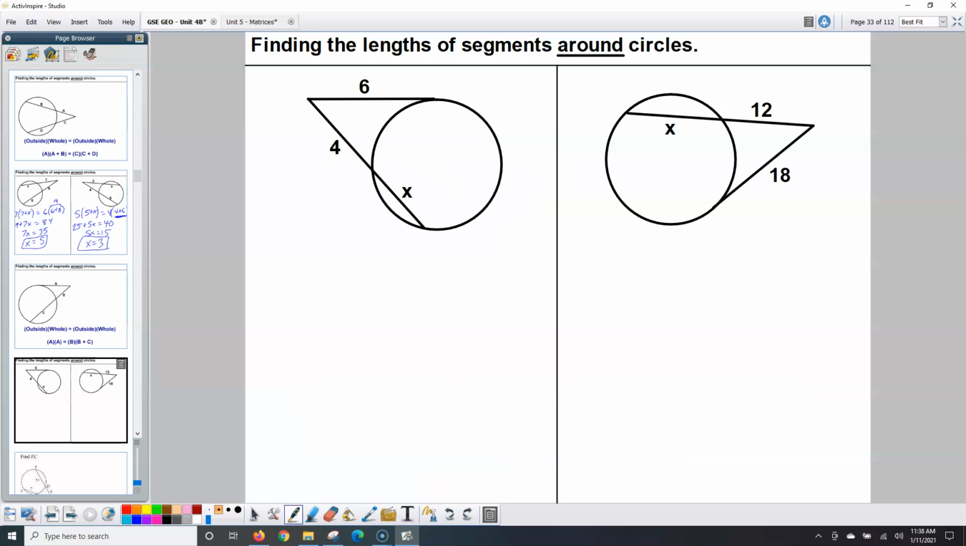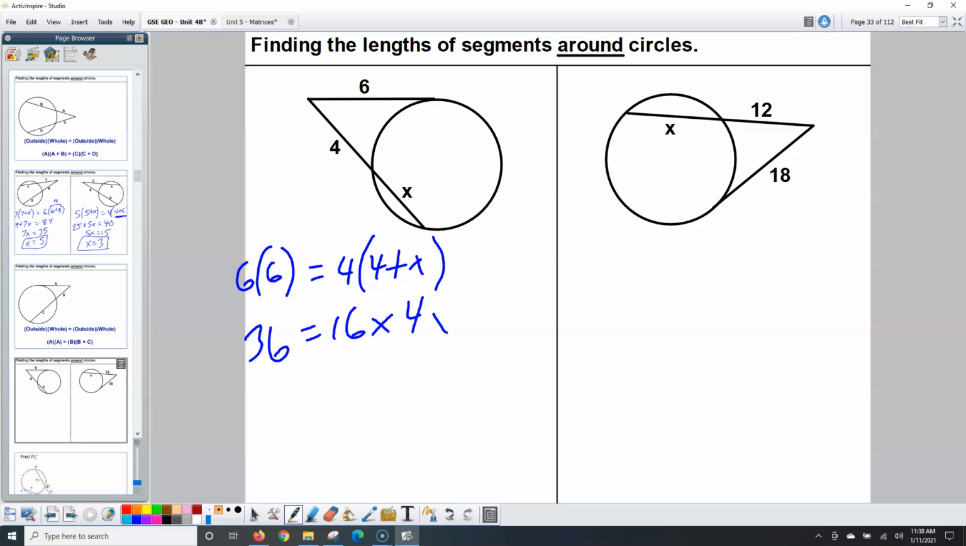Let's look at some. I got the outside is 6 times the whole thing is 6 equals the outside is 4 times the whole thing is 4 plus x. That's 36 equals 16 plus 4x. Subtract the 16 over, you get 20. I think x equals 5.